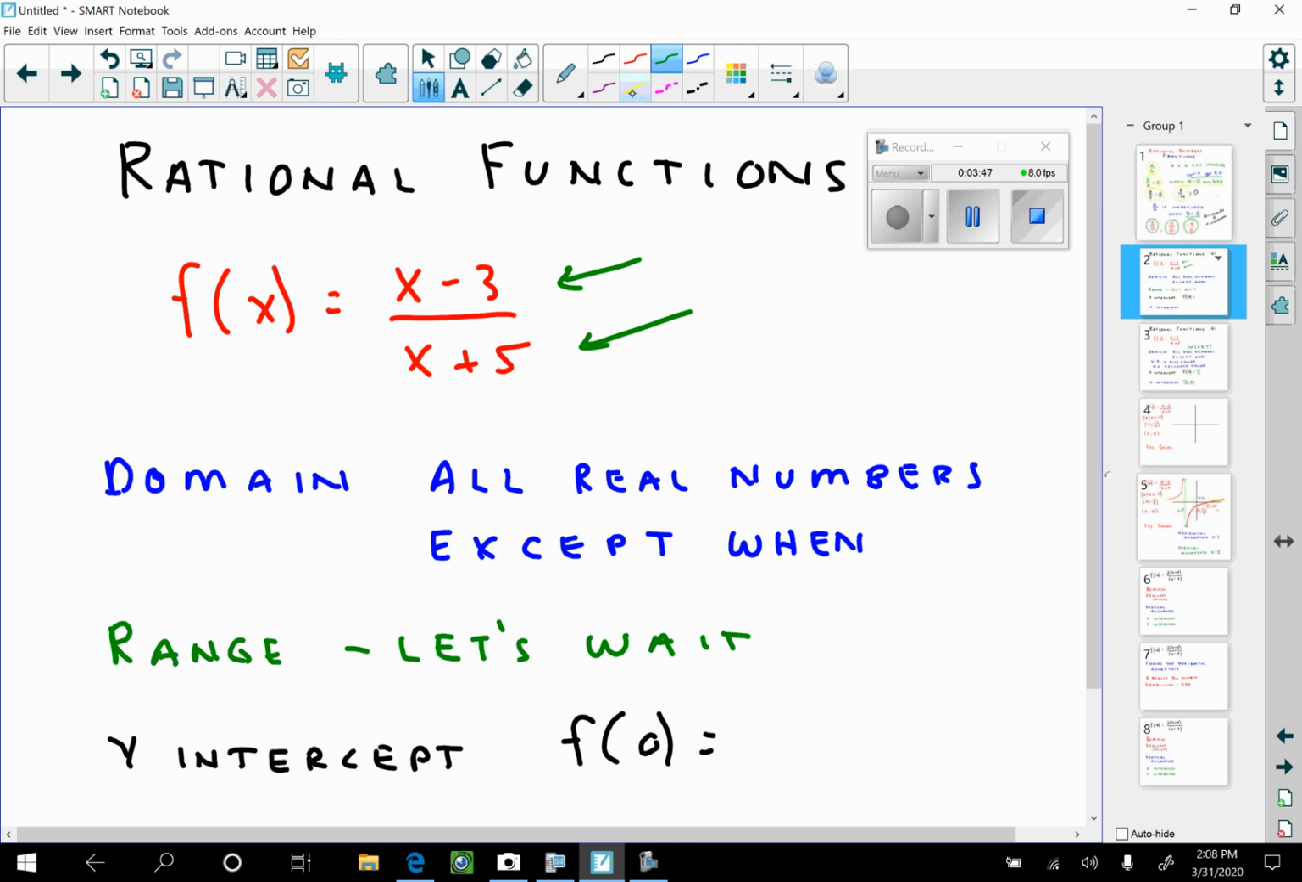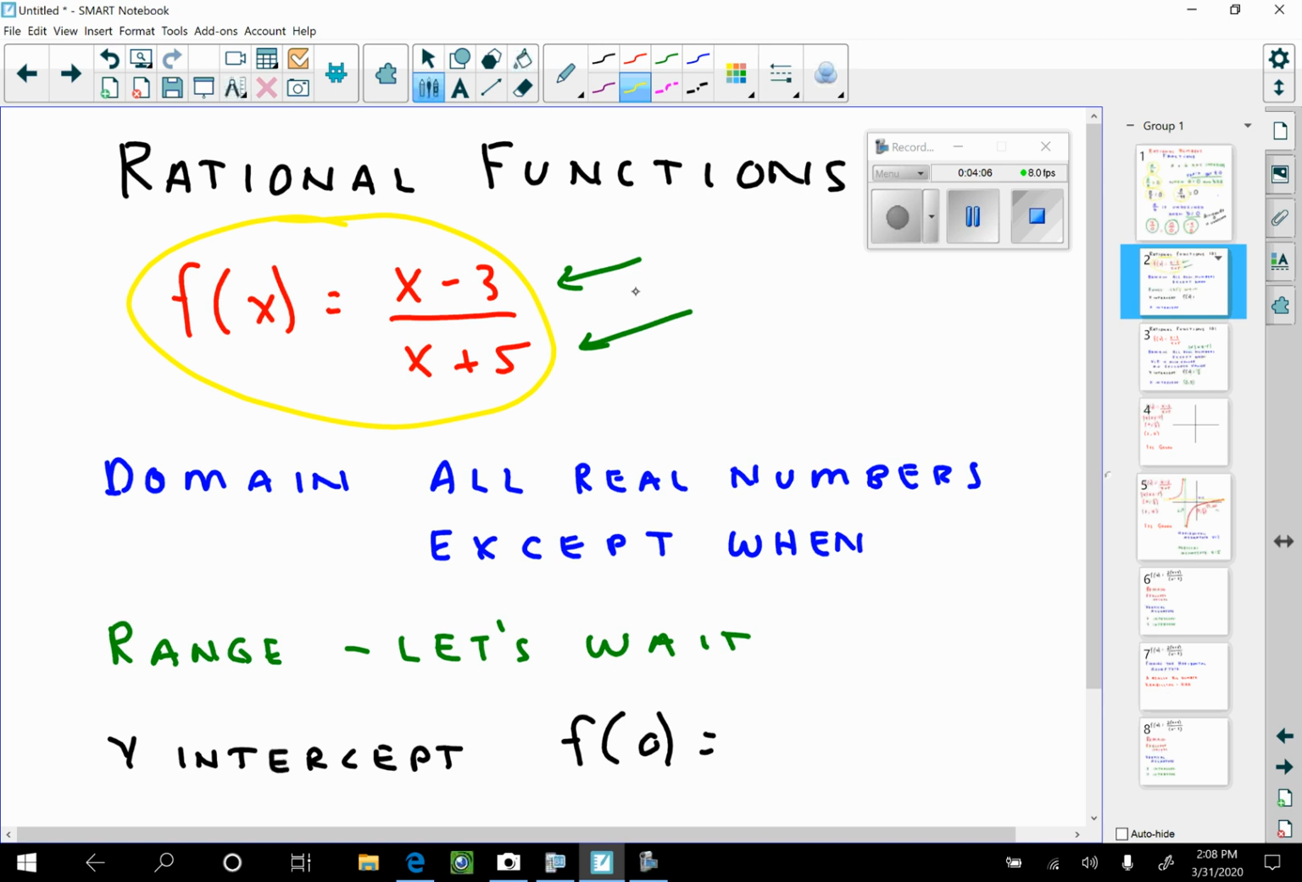And for our first example, we're going to go real easy. We're going to talk about this quotient of two linear functions, the quotient of x minus 3 over x plus 5. Please don't try to cancel the x's. They don't cancel. You can only cancel factors, not add-ins.